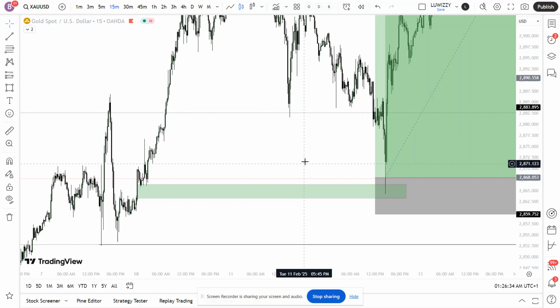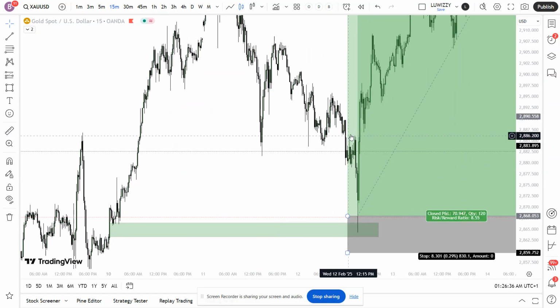Imagine you are waiting for a change of character on the 5-minute time frame. Here price does a change of character. This is the change of character, then you look for entry here. Before you even enter here, the pips are already running from here. The account will already be up 50% before you even enter the market.